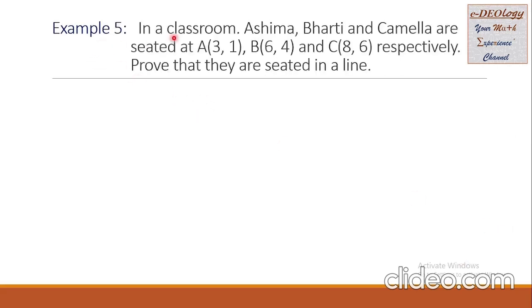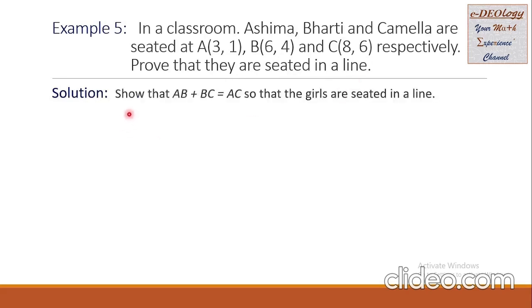Example 5. In a classroom, Ashima, Bharti, and Camelia are seated at point A(3, 1), point B(6, 4), and point C(8, 6) respectively. Prove that they are seated in a line. To prove this, let us show that AB plus BC equals AC, so that the girls are seated in a line.